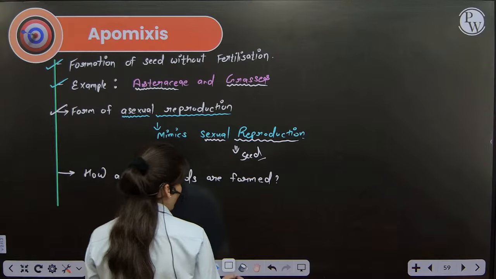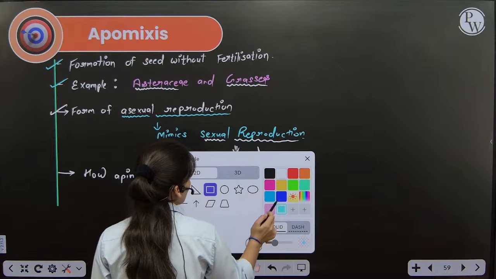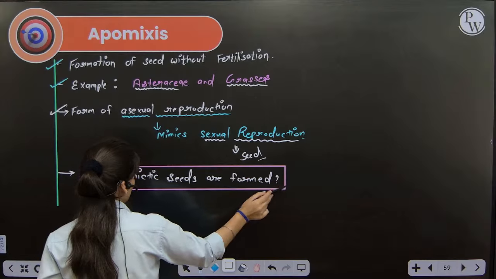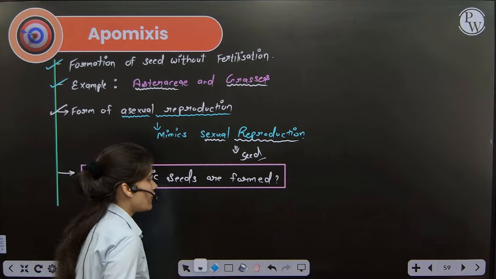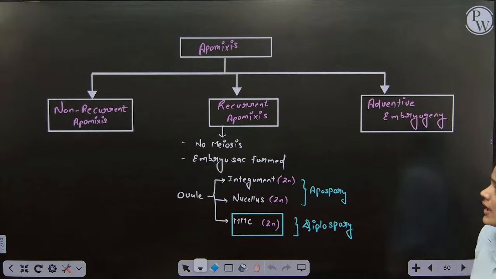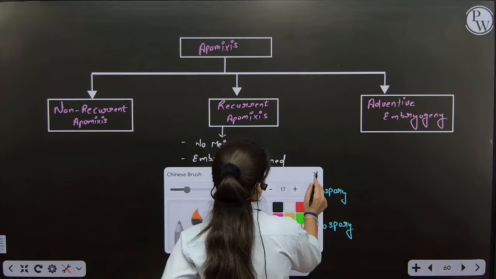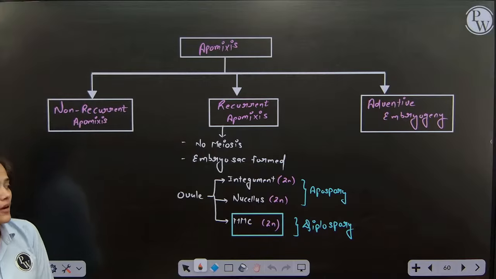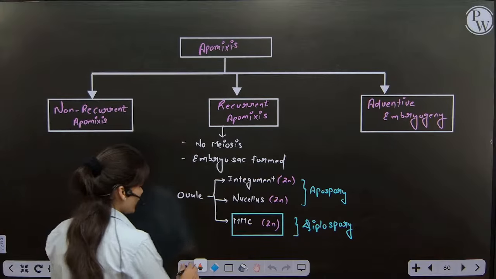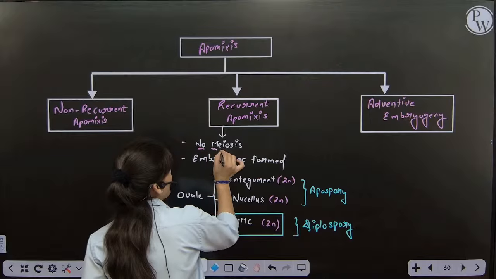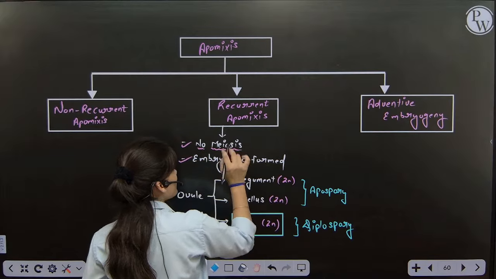One of the most important questions is how these apomictic seeds are formed. How are seeds formed without fertilization? In our syllabus there are two parts. We'll see apomixis. It can be recurrent apomixis, and the second one is adventive embryogeny. What happens in the case of recurrent apomixis? There is no meiosis division, and the embryo sac is formed without meiosis division.